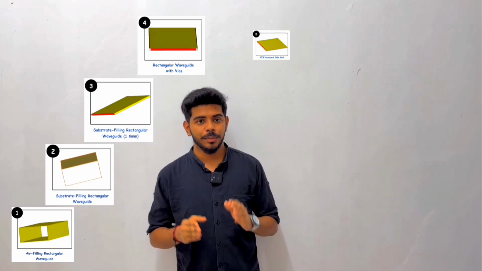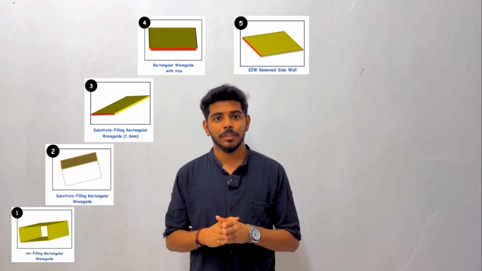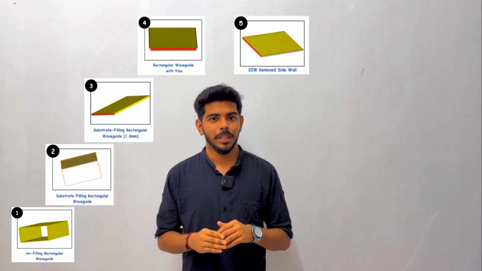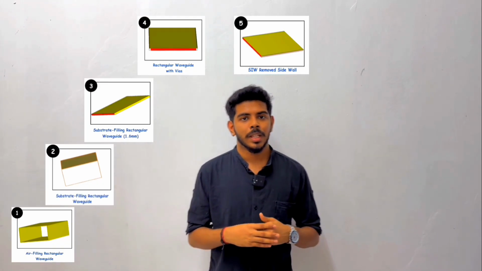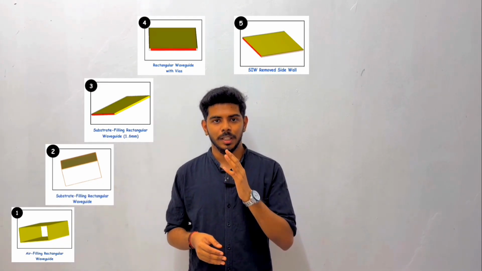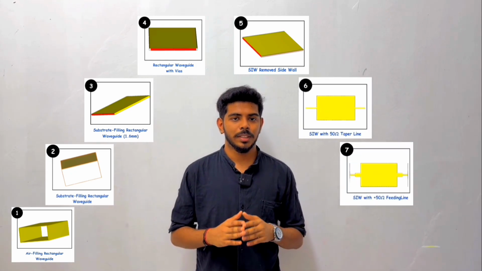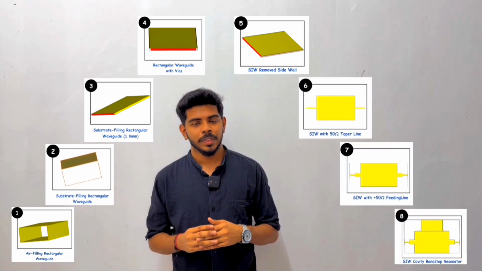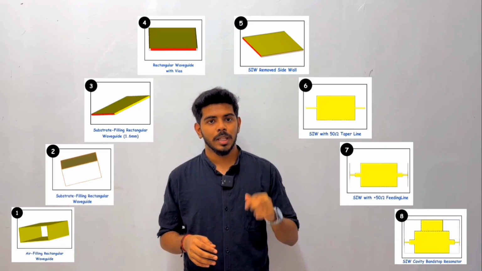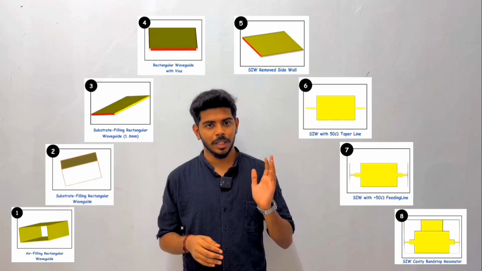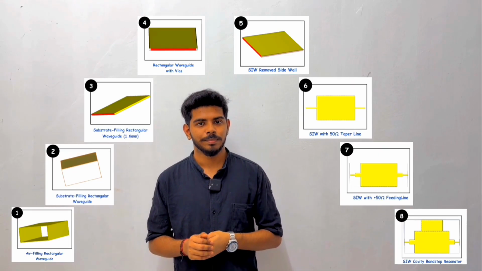Fifth step is I removed the side walls and it becomes the SIW's basic microstrip line structure. And then I integrated the feeding line and also the taper line. As a final step, I designed the cavity bandstop resonator, and I followed the length of the cavity bandstop resonator with the actual width of the SIW.